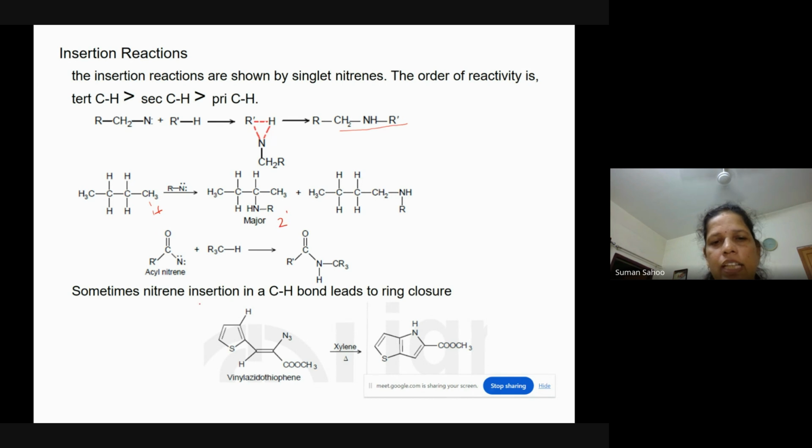Sometimes nitrogen insertion in a carbon-hydrogen bond leads to ring closure. As you just see, this will give you a nitrene. So now this nitrogen will be inserted between this carbon-hydrogen bond. So that would go here. So now that would give you a ring closure.